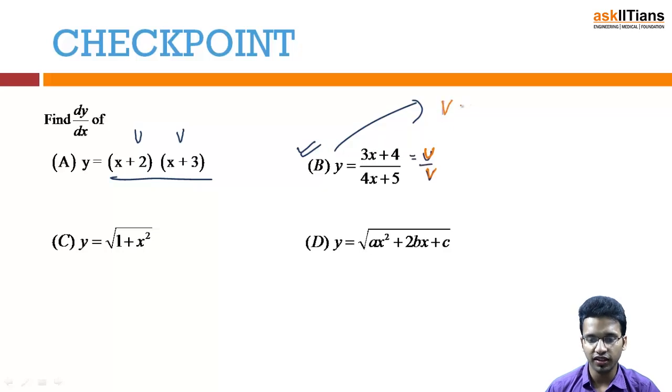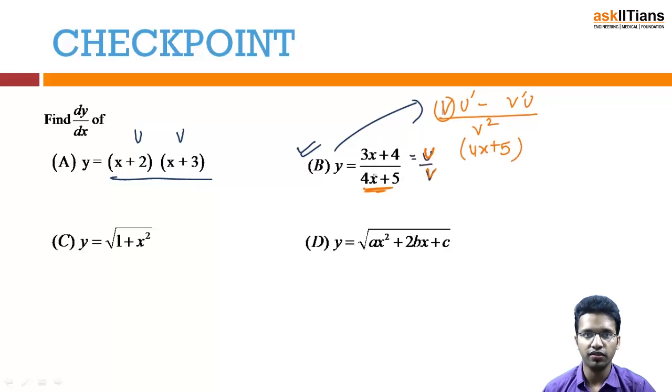So this one goes like this: (V U dash minus V dash U) over V square. So what is V? The lower function, 4x plus 5, into U dash. U dash is 3 only. By now you must try to differentiate orally, like 3x plus 4, it's 3 only.